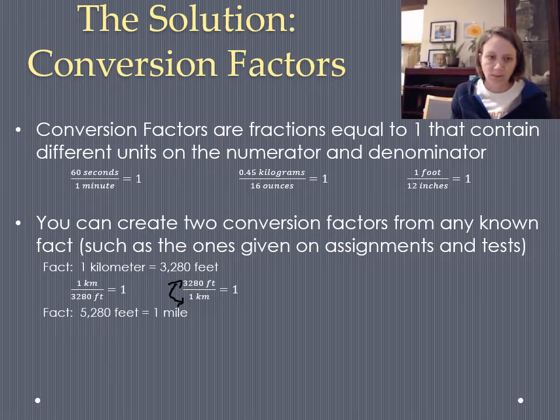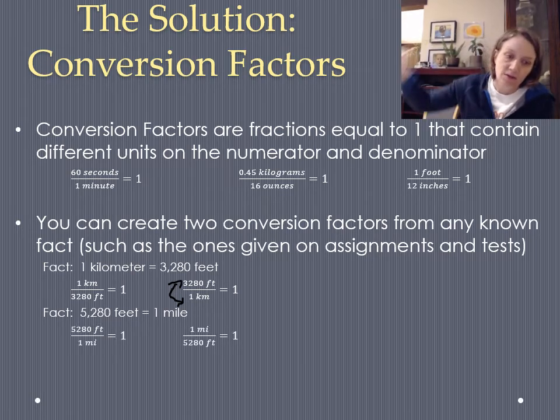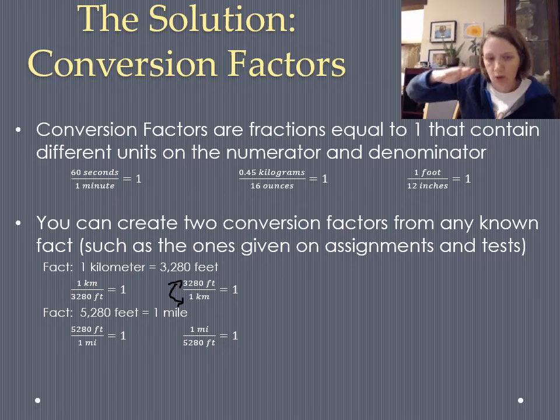As long as you put the units on there, it's still going to be equal to 1. If I have a second fact, 5280 feet equals 1 mile, again, I can make 2 conversion factors out of that. 5280 feet over 1 mile, which is equal to 1, or 1 mile over 5280 feet, which is also equal to 1.